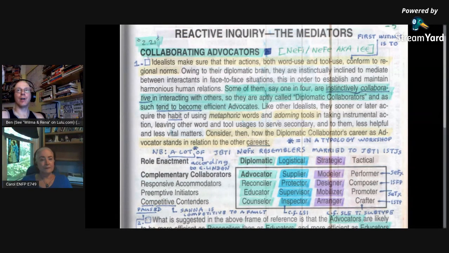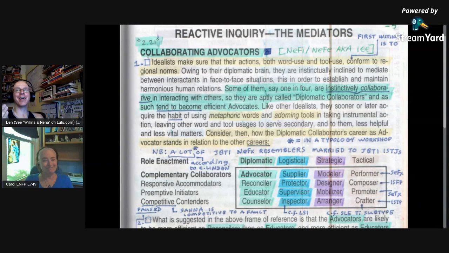So, instinctually inclined to mediate between interactants in face-to-face situations, in order to establish and maintain harmonious human relations. Some of them, say one in four, are instinctively collaborative in interacting with others. So they are aptly called diplomatic collaborators and tend to become efficient advocates. This is like the equivalent of champion of a cause. Yeah, I do see ENFP preference as naturally championing causes, yes. That aligns for me.